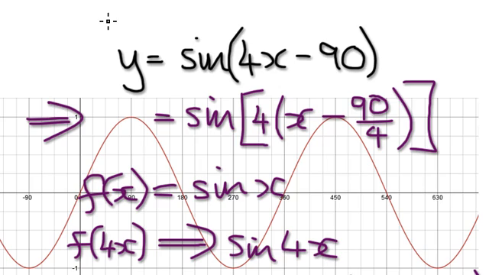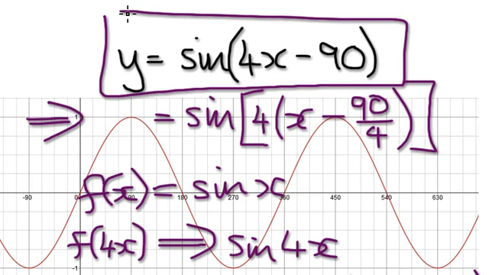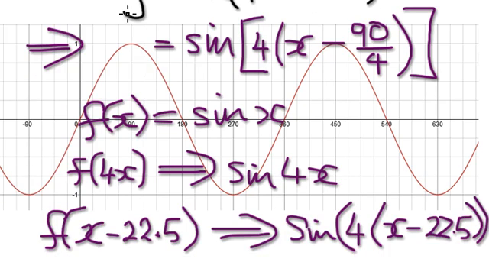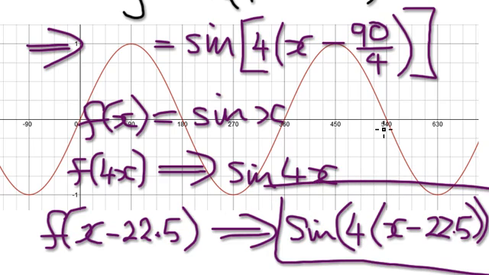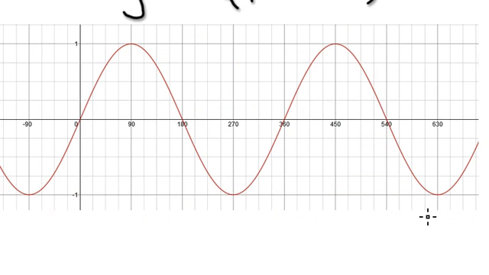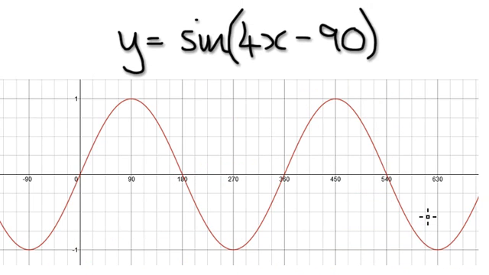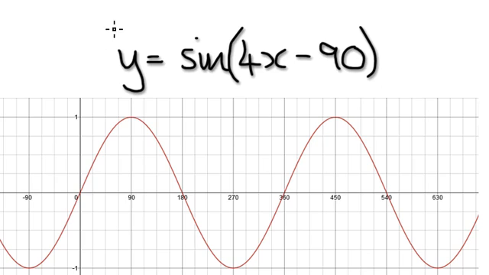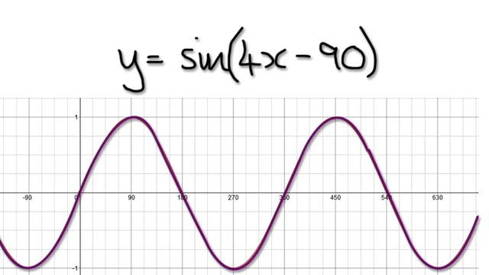So for us to try and understand this, we would rewrite it in this form here. Once it's in this form, we can see that we're going to squeeze everything inwards by a factor of 4, and then we're going to shift everything across by 22.5. So let me try and do this here. Us trying to understand this graph would be this. Start out with your sine of x.